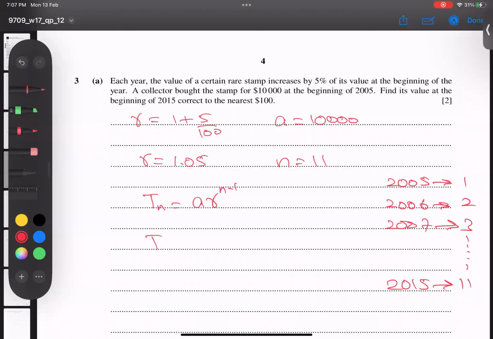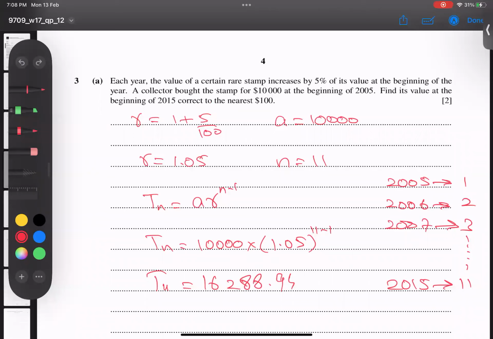So let's apply Tn equals a, which is 10,000, times r, which is 1.05, to the power 11 minus 1. If I type it in the calculator, 1.05 to the power 10, I'm getting the answer 16288.94.